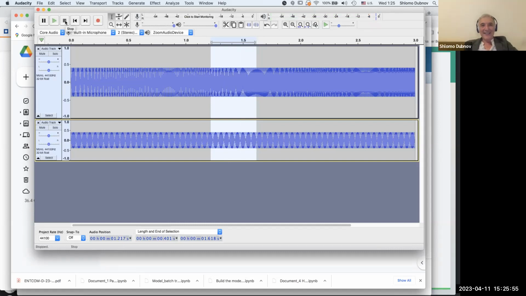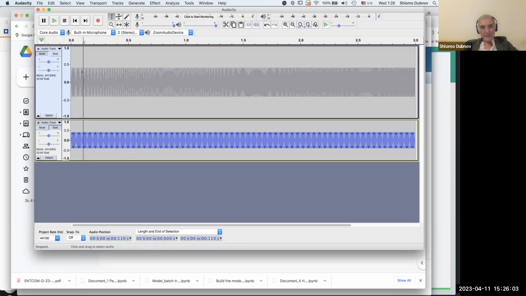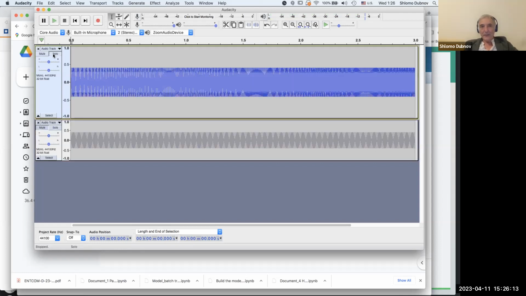So let me go again and repeat everything we did, okay? So I generated a chirp and I generated a constant sine wave. If I solo this one, I can just play this one and go all the way back. This is a constant sine wave. That's pretty clear, okay? Now I generate this one, which is going slowly up, and that's how it sounds.